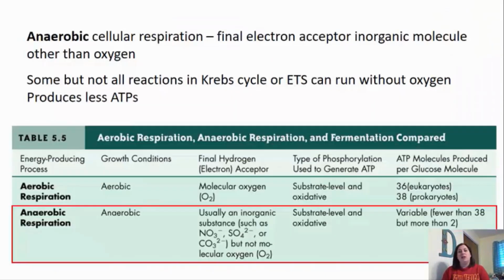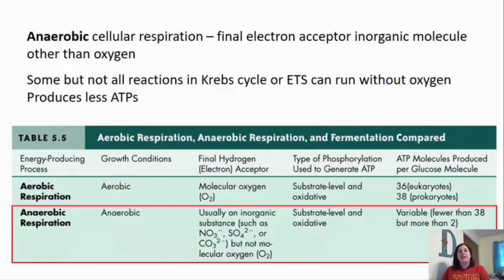In anaerobic cellular respiration, the final electron acceptor is some sort of inorganic molecule. This is something other than oxygen. Some, but not all, reactions in the Krebs cycle or the ETS can run without oxygen. So this normally is going to produce less ATPs. Now, it could still produce 36, it could still produce 35, it still could produce a large amount, but it is going to be less than the aerobic respiration due to oxygen not being present.